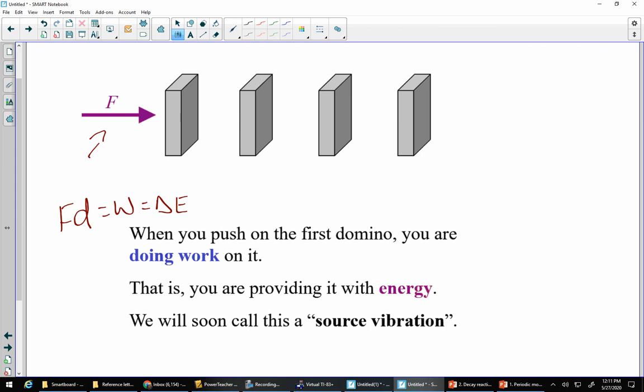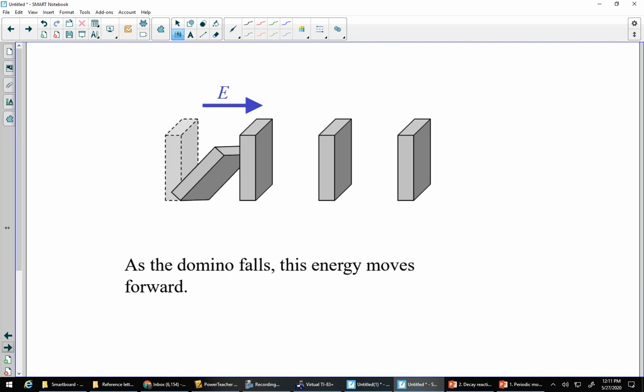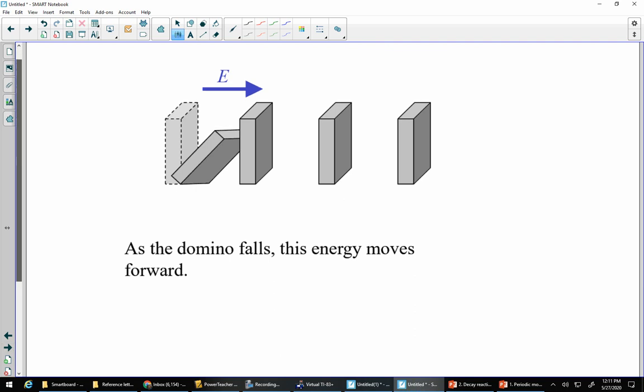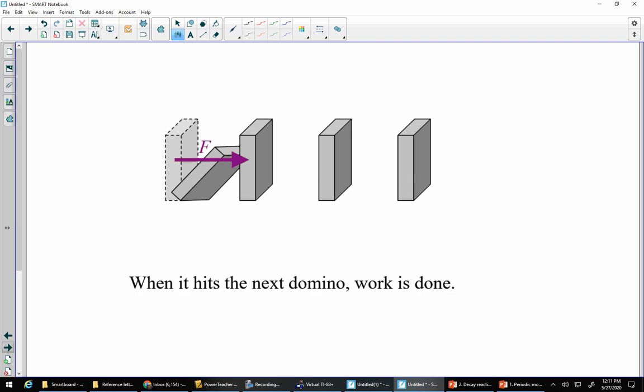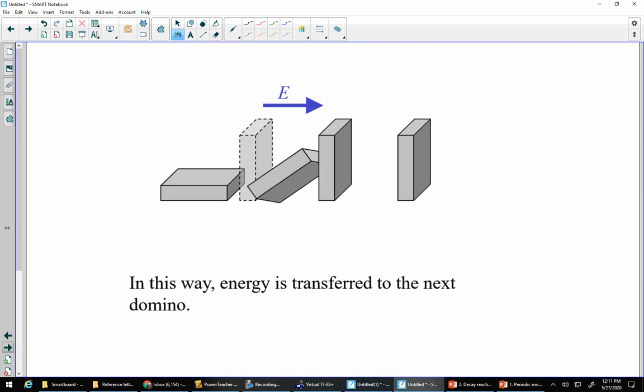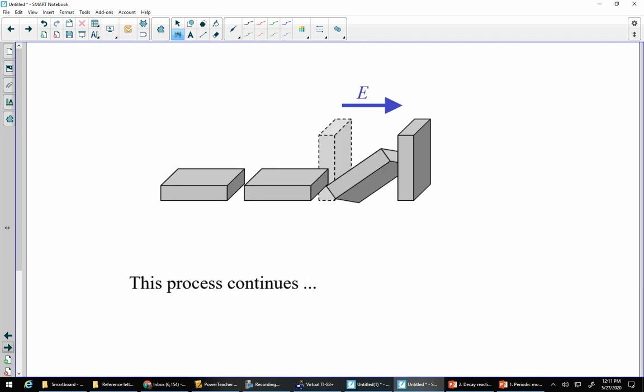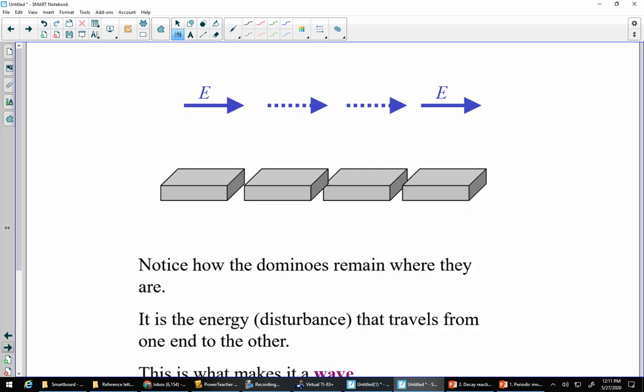This is going to be called our source vibration, the little flick that you give the domino. It's where it all starts. So we flick that domino forward, it gains some kinetic energy, and it falls over, and then it hits the next domino. What does it do to the next domino? It applies a force, and that force makes the next domino move a distance, so it changes the energy of the next one. Then that energy gets transferred to the next one, and then to the next one, and so on, and so on.